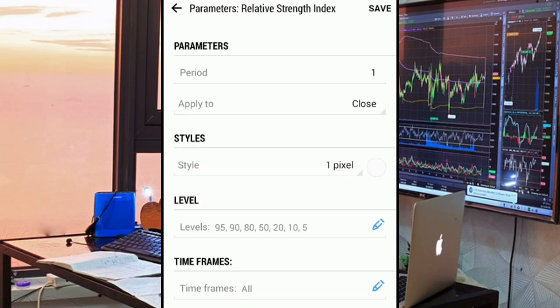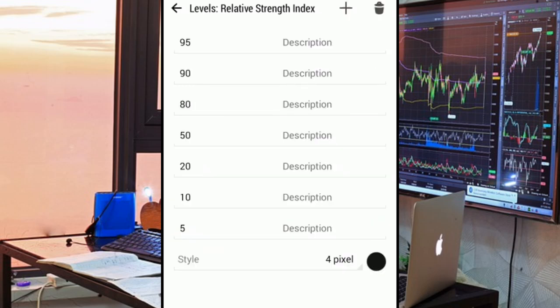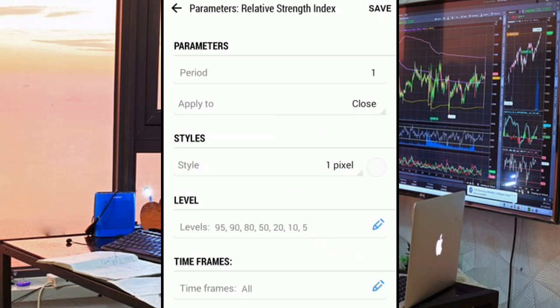So when you get there, click on it, then let's enter period 1, apply to close. Let's make it 1 pixel wide, and then remember to click over here so that we can calibrate our levels. So just click on that pencil, and if you don't have these numbers on your chart, you can use this plus sign over here, and then you put the numbers manually. So we've got 95, 90, 80, 50, 20, 10, 5. Let's make it 4 pixel with black, and you go back, and after that you just click save update.